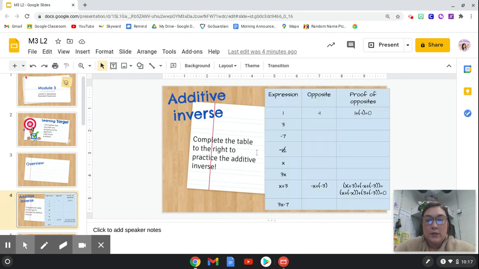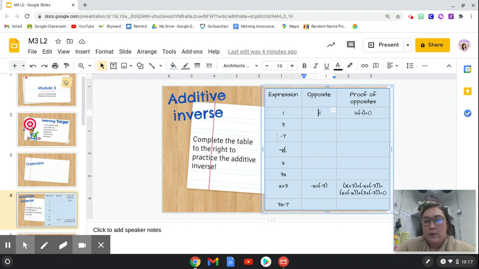So our first section here is we're going to work on our additive inverses. We need to remember if we have a positive number, the opposite is negative. If we have a negative number, the opposite is going to be positive. Once you find all of the opposites, you're going to make equations where you're adding the expression and its opposite to prove that it equals 0. So that's how you're going to fill out this table.